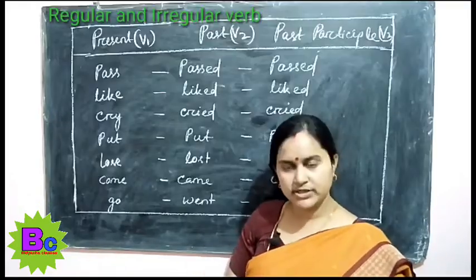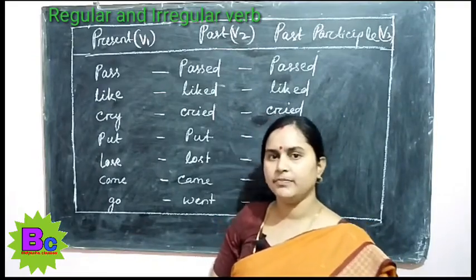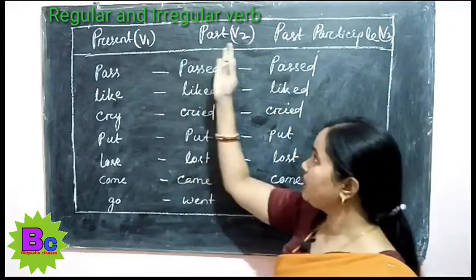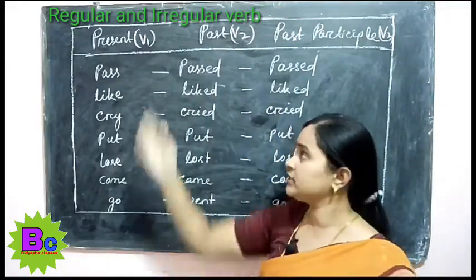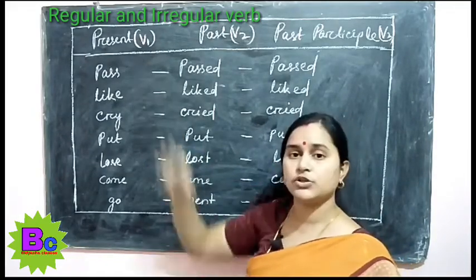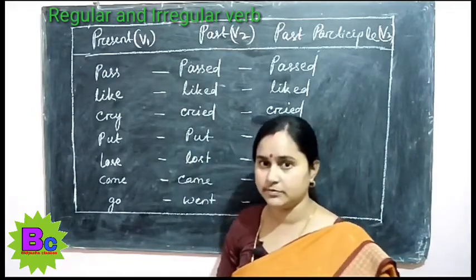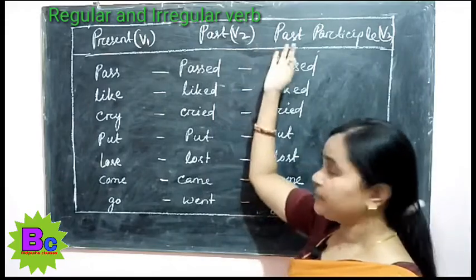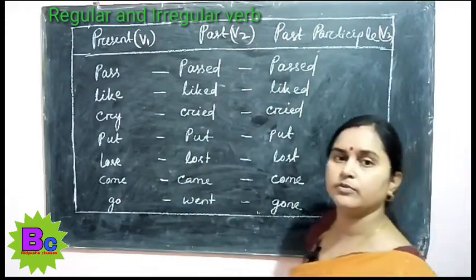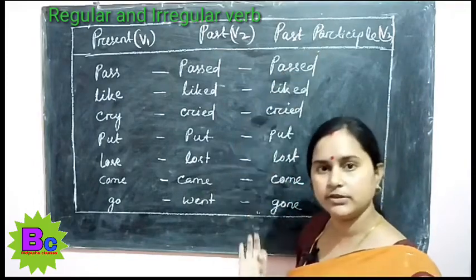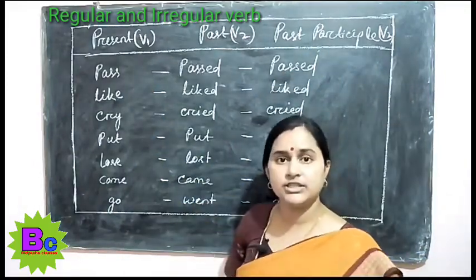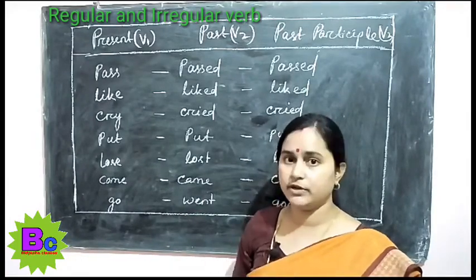Okay, dear students, we know that a verb changes as per the tense and it has three forms: present, past and past participle, or you can say V1, V2 and V3 form of the verb. Here the present is also called the base form of the verb. And in present perfect tense we are using the past participle form, or the V3 form of the verb. Look at the examples. Here I am going to discuss the regular and irregular forms of the verb.